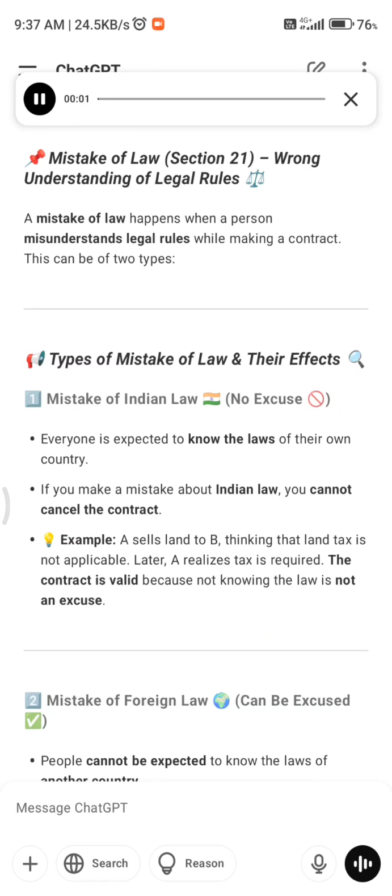Mistake of law, Section 21. Wrong understanding of legal rules. A mistake of law happens when a person misunderstands legal rules while making a contract. This can be of two types. Types of mistake of law and their effects. 1. Mistake of Indian law.